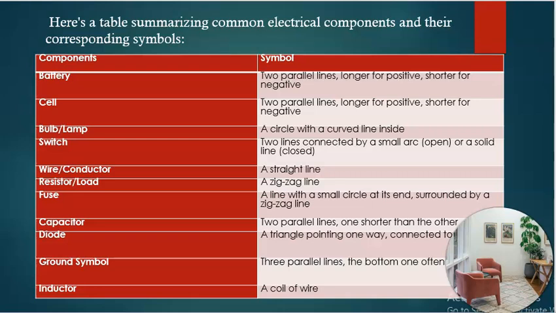Then the cell, the switch, wire and conductor is a straight line. The resistor is a zigzag line. The fuse, the line with a small circle at its end. The diode, I've shown that earlier. Then the ground symbol, three horizontal lines. The last one is the shortest. Then you have a vertical line on top. And I'll show you that of the inductor.